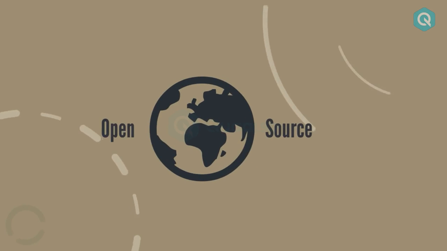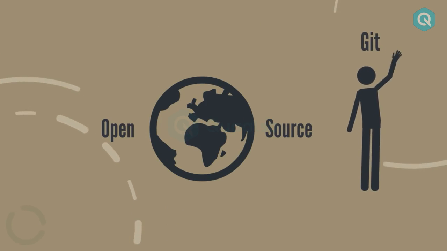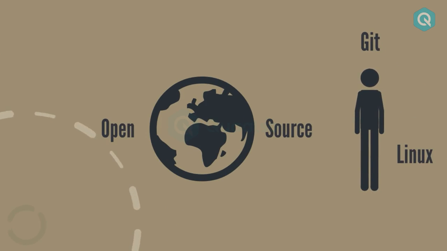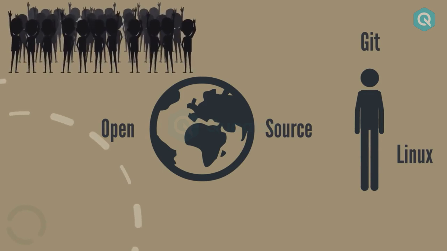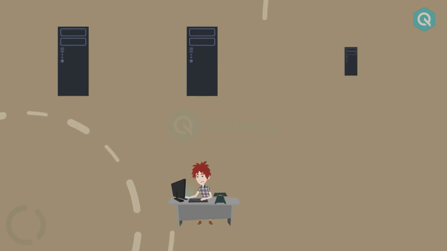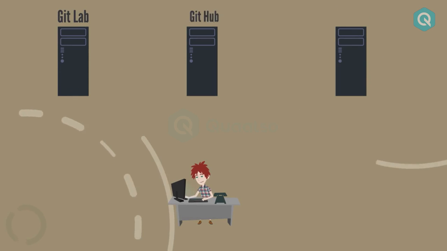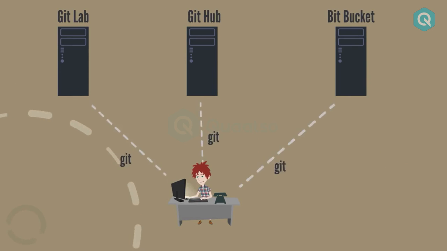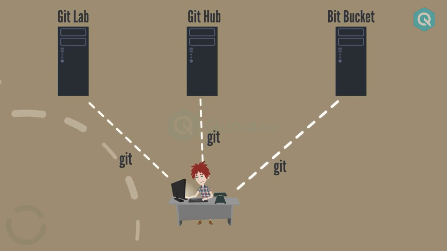Git is an open source tool created by the same developer who developed Linux. It is backed by a strong community which improves this tool periodically. There are many source code hosting platforms which use Git as their backbone. Some of them are GitLab, GitHub, and Bitbucket. By using Git, we can switch to any of these platforms as per our requirement and budget.